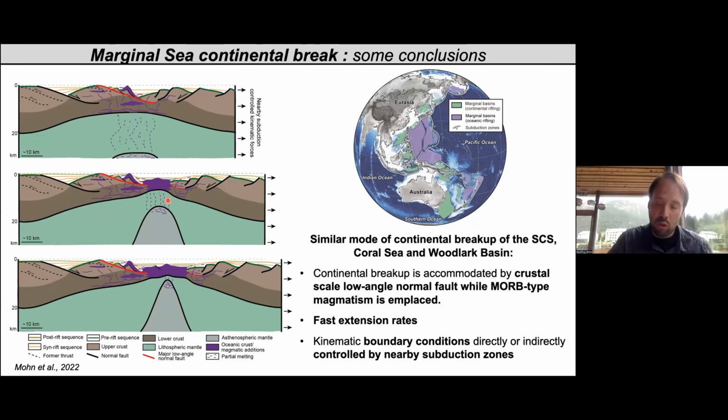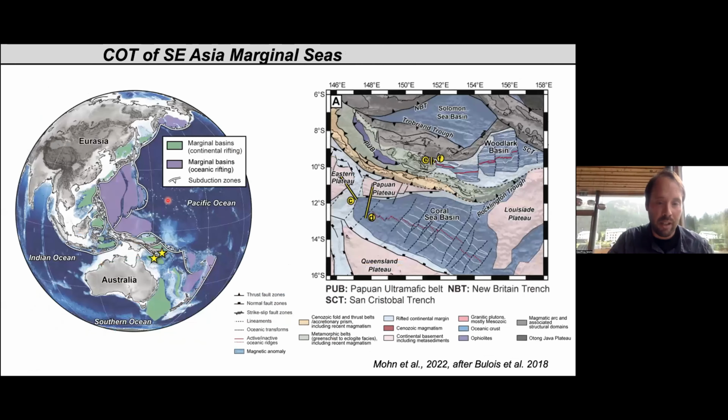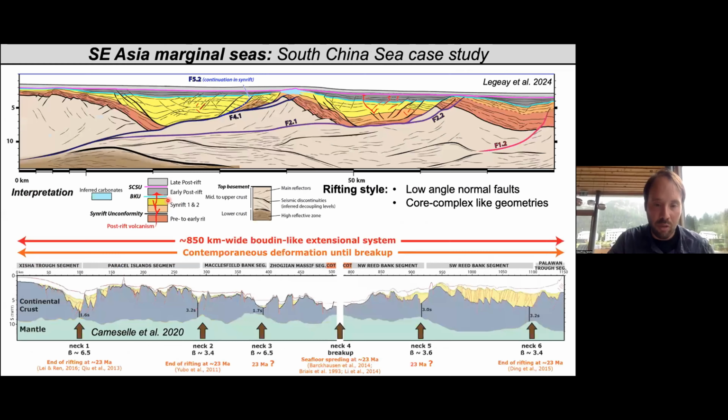Because if you look at the South China Sea, and sorry, I will go back. It's not good when you are changing slides too much. But for me, the key role is mantle heterogeneities. Why? Because if you look at the South China Sea, you have a lot of hyperextended basin. Here, the crust is highly thinned. Here, the crust is highly thinned. Here, the crust is highly thinned.